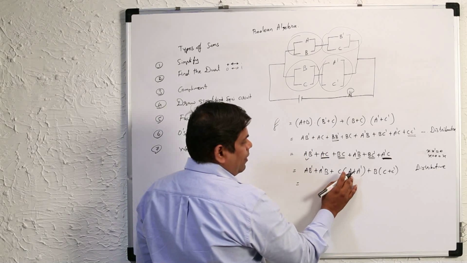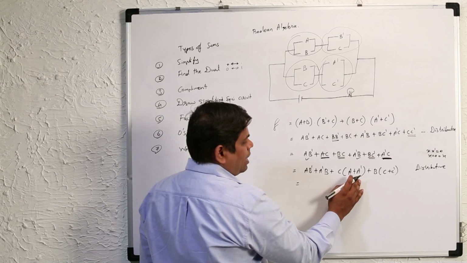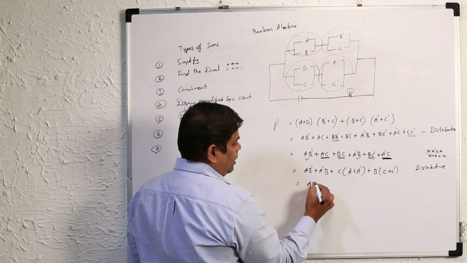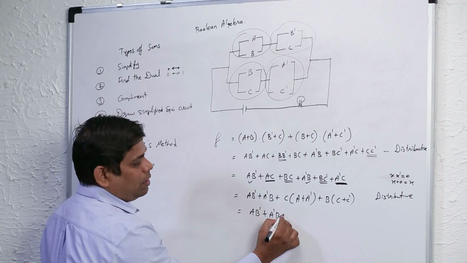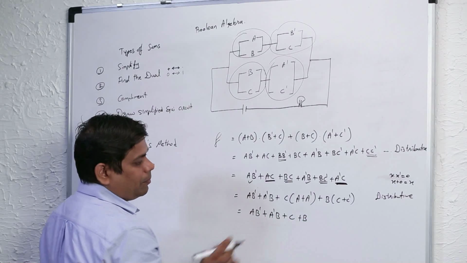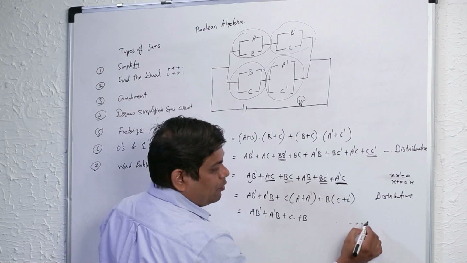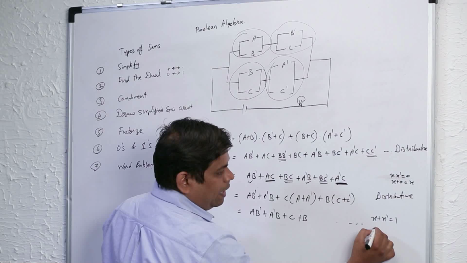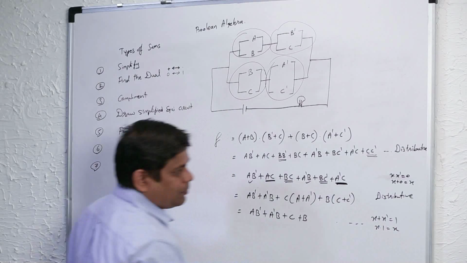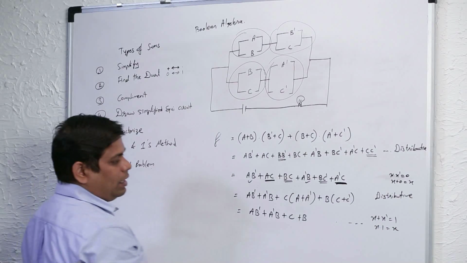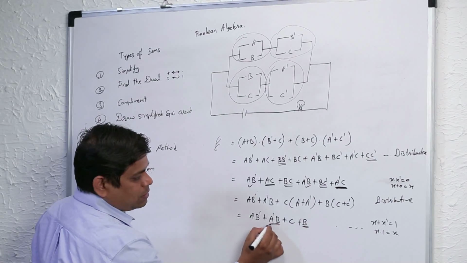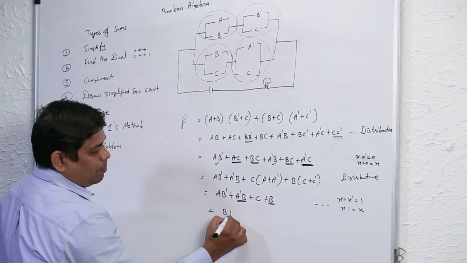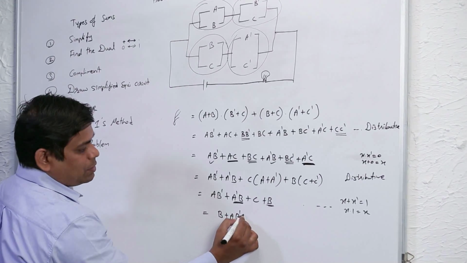Now we have this plus this, a plus a dash is 1 and 1 into anything is anything. So we are going to have ab dash plus a dash b plus c plus b. We made use of two properties, x plus x dash is going to be 1 and x dot 1 is going to be x. Finally, b is going to absorb this because of the absorption property. So you can write b plus ab dash plus c.